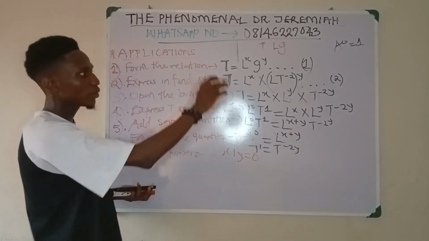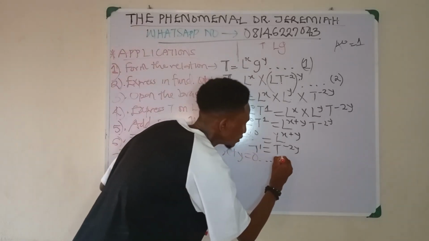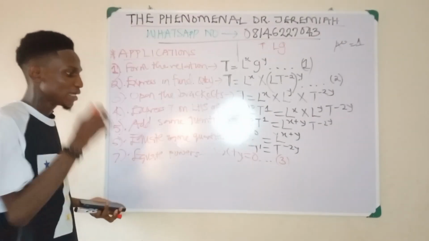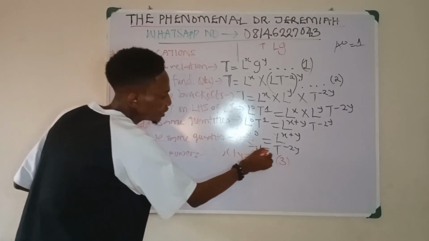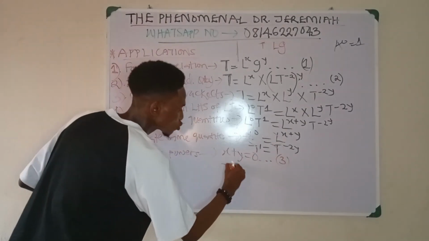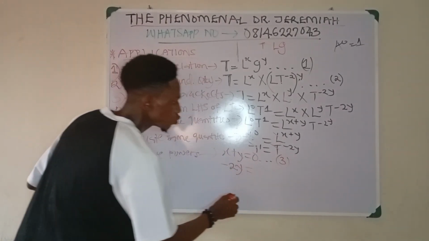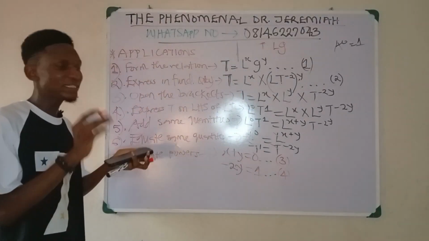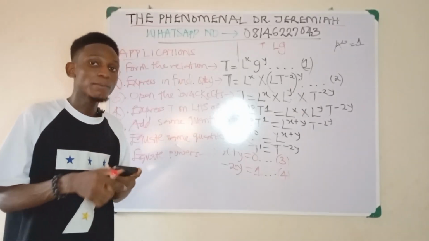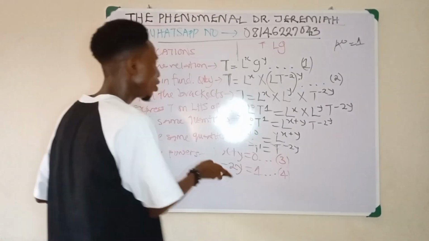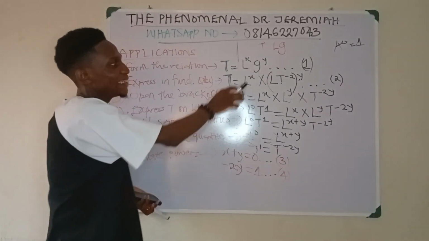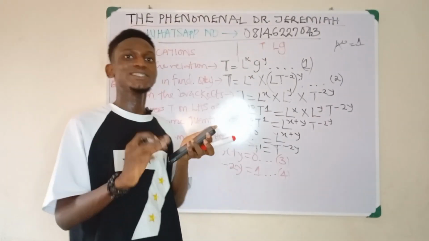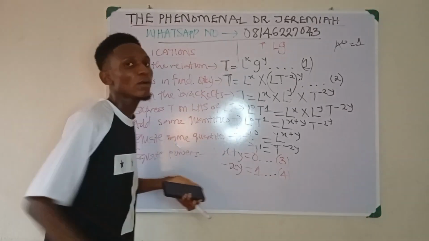We called that one equation 1 here. We can call this one equation 2. Equation 3: x plus y equals 0. Now if you do the same thing for T, you cancel the T and you're left with minus 2y equals 1. You can call it equation 4. Now you see, we have equated the powers. From here you can look for the value of x and y, then input back into this initial relation. These also form the formula for period here.